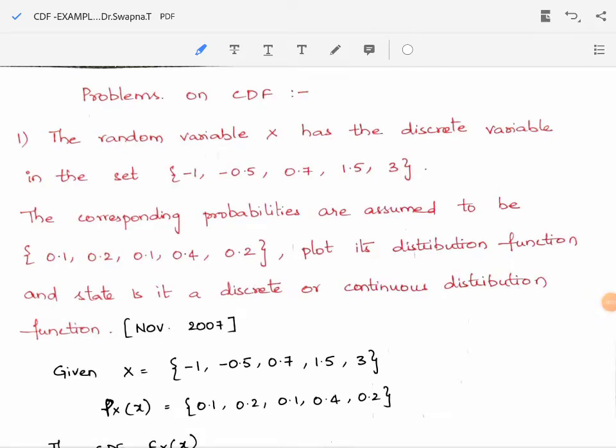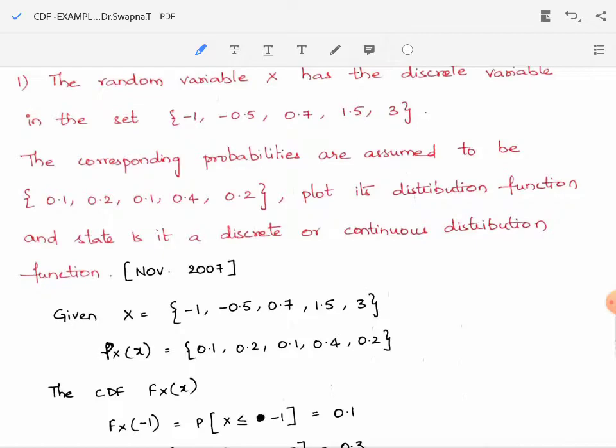Hello everyone. In this session, we'll discuss a few problems on cumulative distribution function. So first problem: the random variable x has the discrete values in the set -1, -0.5, 0.7, 1.5, 3. The corresponding probabilities are assumed to be 0.1, 0.2, 0.1, 0.4, 0.2. Plot its distribution function and state whether it is a discrete or continuous distribution function. This question was asked in the external examination November 2007, JNTUH, Hyderabad.